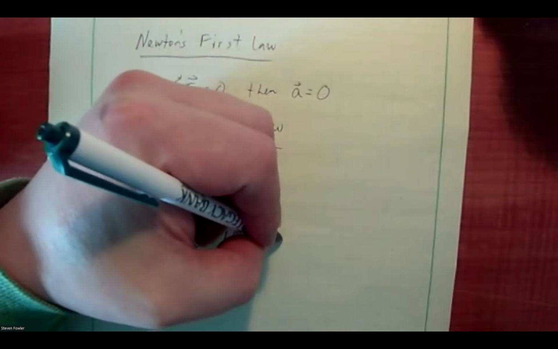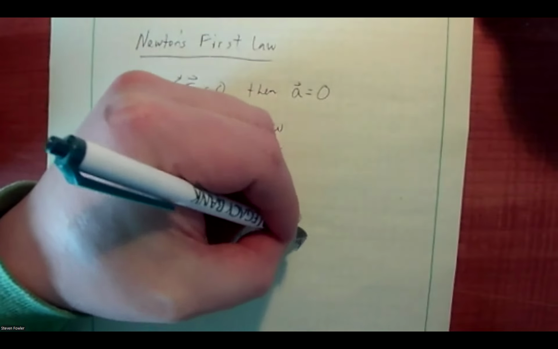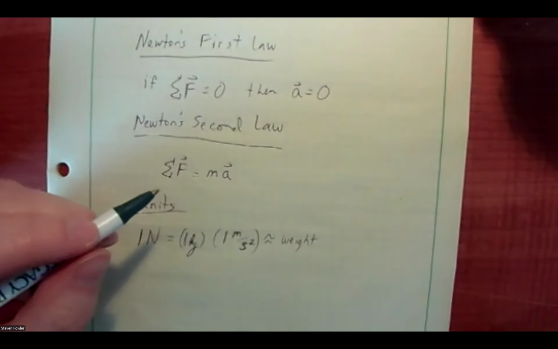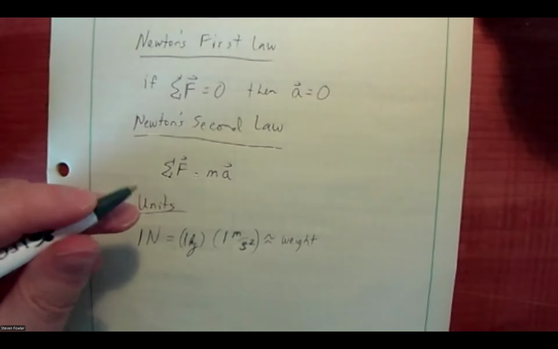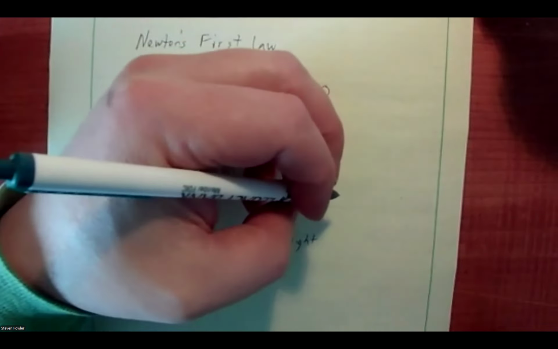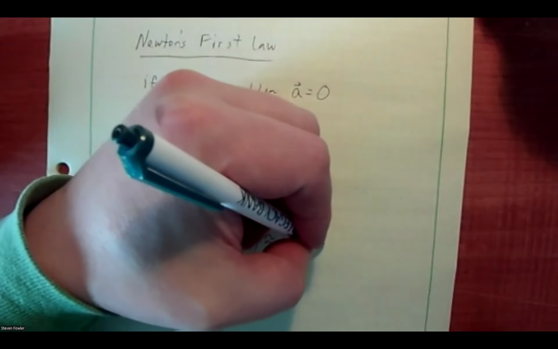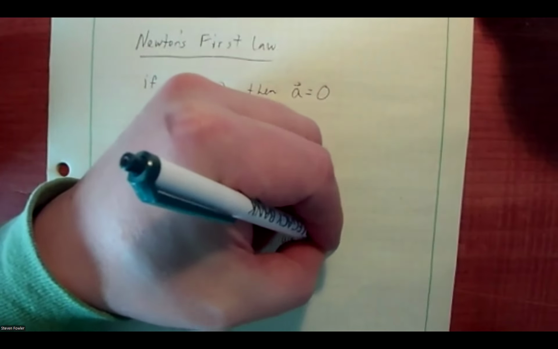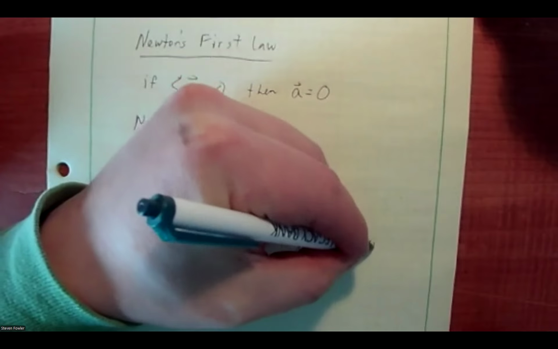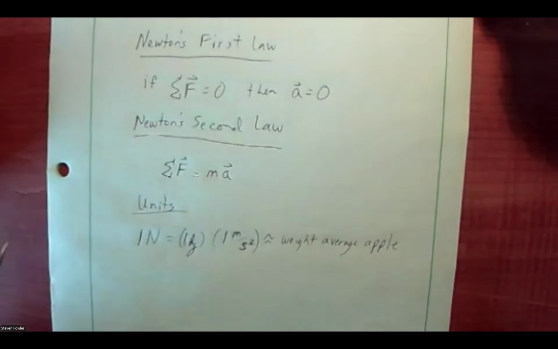I've seen this in a few physics textbooks. How much is a Newton? If you're like me, you've grown up here in the States and you think in pounds, you don't think in Newtons. But this one's pretty easy to remember. Approximately the weight of the average apple is about a Newton. I always find that one pretty easy to remember.